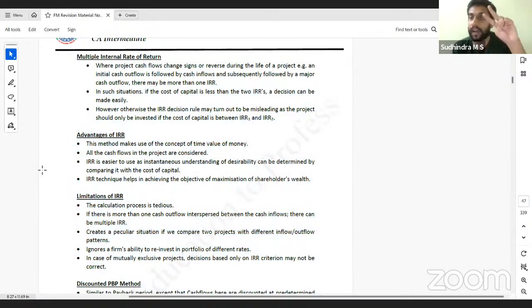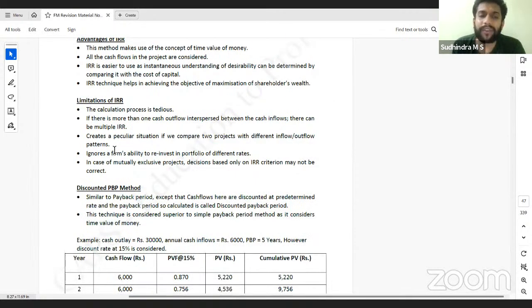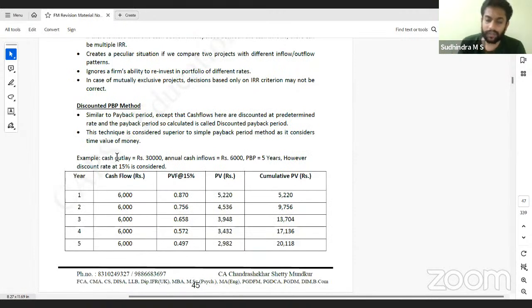Clear? NPV and IRR. In whatever we have discussed till now, NPV and IRR are extremely important. Then we have further discussions. We have a few small concepts. The first one that we have is discounted payback period. What is discounted payback period?